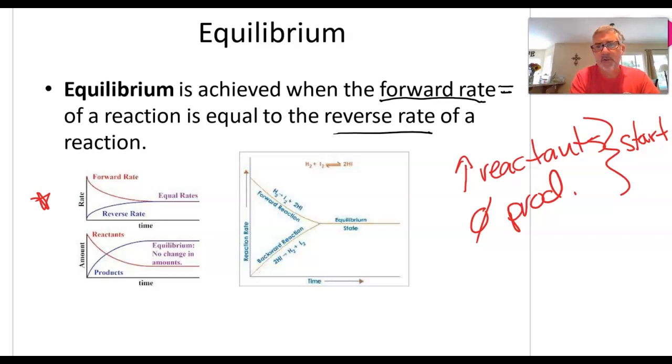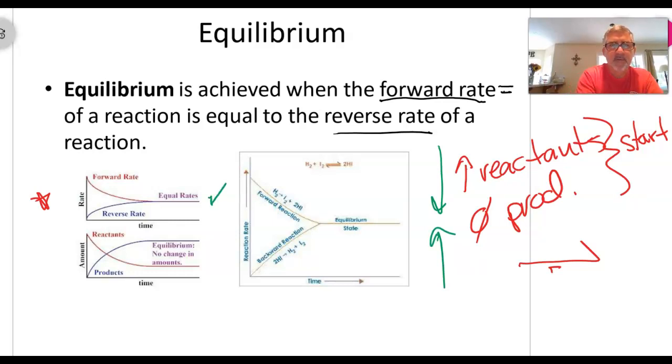And the reverse is very small because there's not very many products. As the reaction continues, the reverse rate increases and the forward rate decreases because we have a decrease in reactants and an increase in products, until a time where the rates are equal. When the rates are equal, my arrows are equal, and that's when we have equilibrium. The forward reaction and the reverse reaction, if you look at this graph over here, are equal.